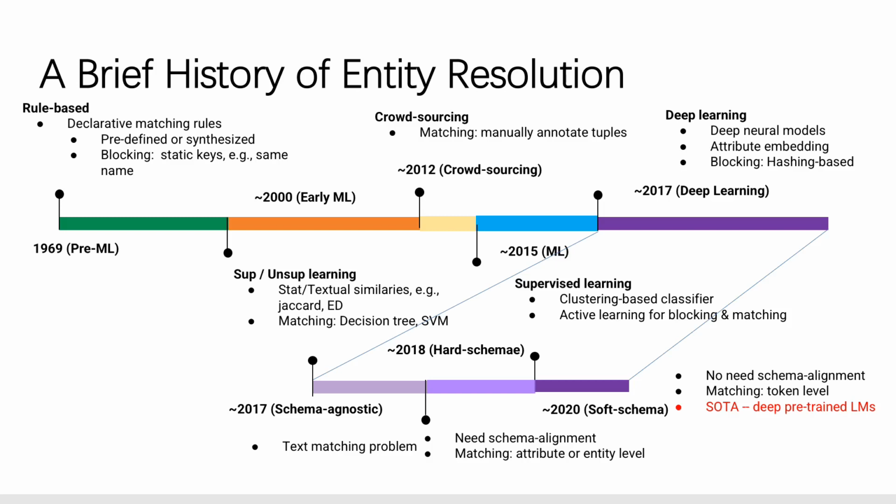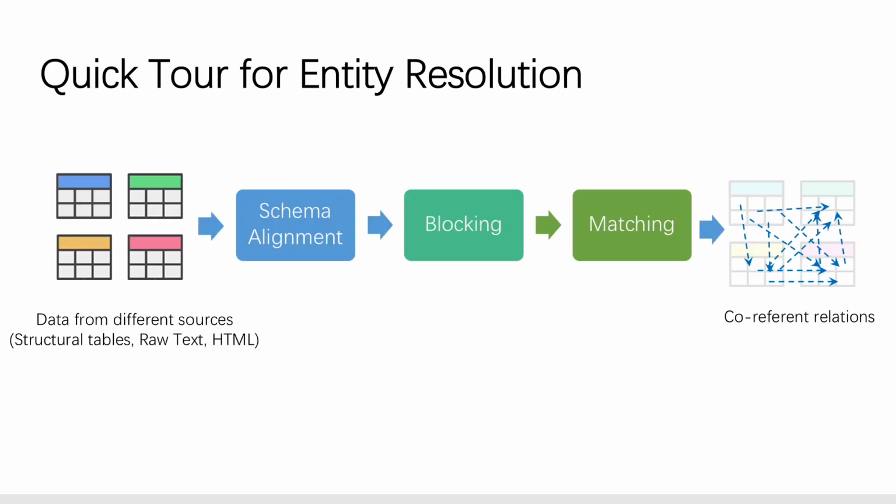This shows a brief history of entity resolution. I won't go through it in detail, but just to mention that roughly around 2015, people started to use sophisticated machine learning methods, and circa 2017, people started to use deep learning based methods. And within the deep learning methods, we are going to look at several different ways to deal with schema, the values, and the models.